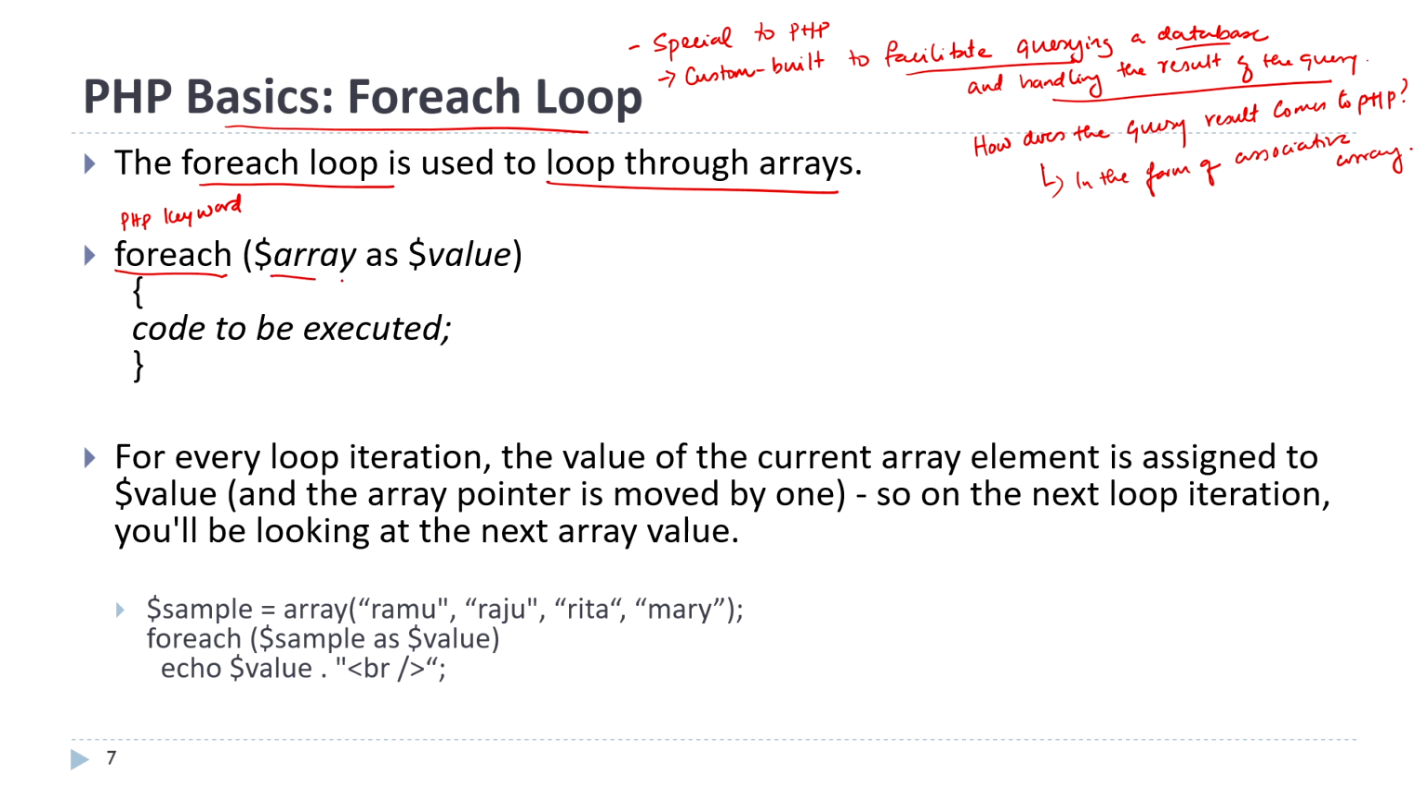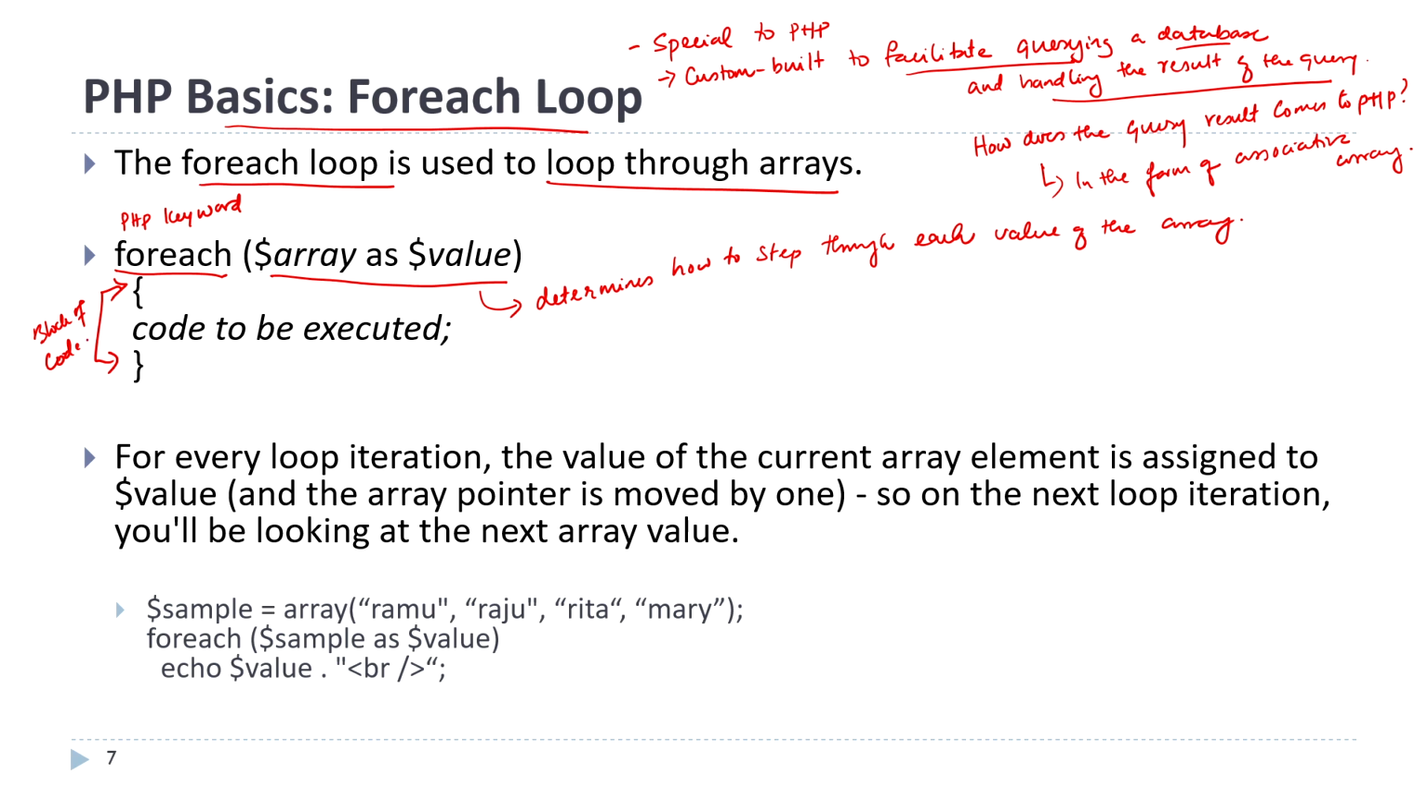So, this basically determines how to step through each value of the array. So, what you write there determines how you step through each value of the array, and then this is the block of code.